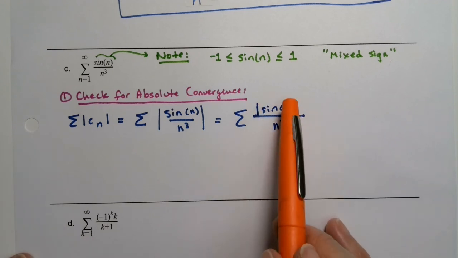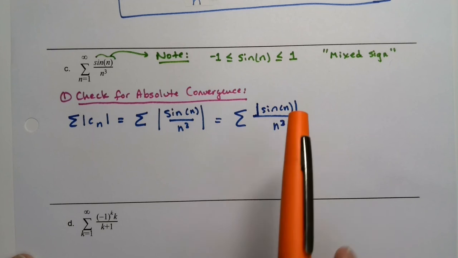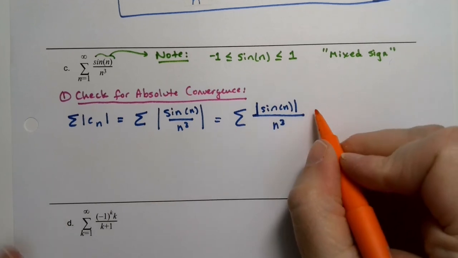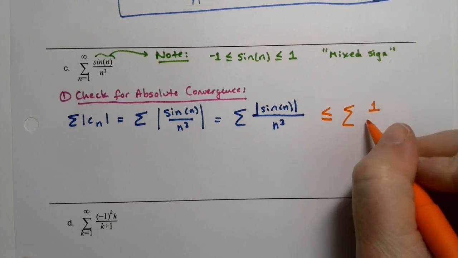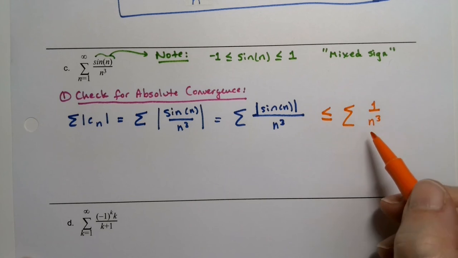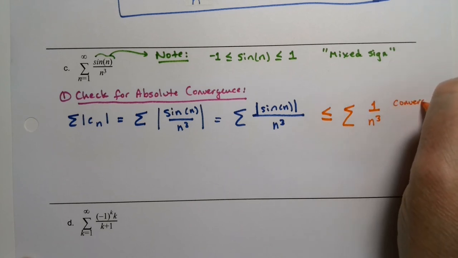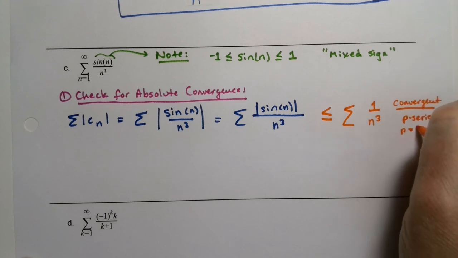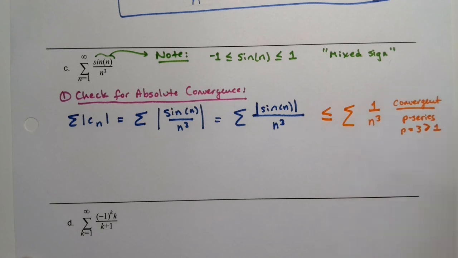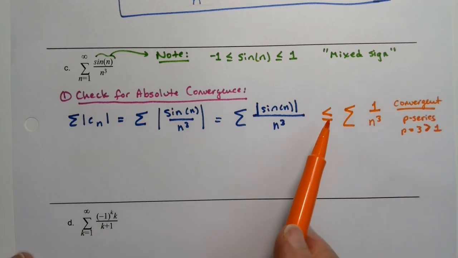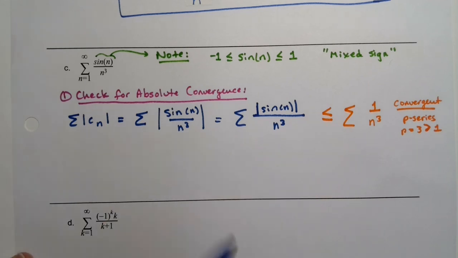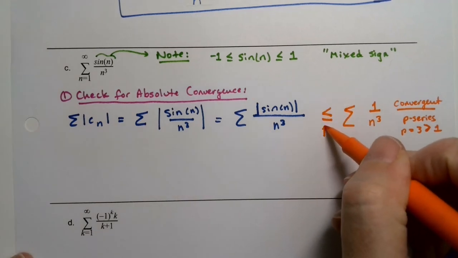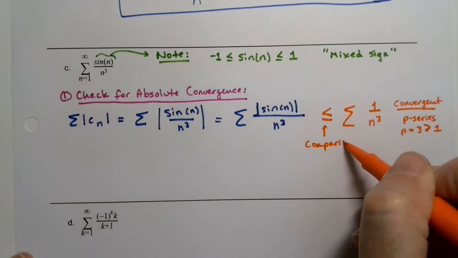Because if you notice, this is always less than or equal to 1, right? So that means that this numerator is always less than or equal to 1 over n cubed. But 1 over n cubed is a convergent p-series, right? Because p is 3, which is greater than 1. What am I doing? That's a comparison test. Remember comparison tests from a previous section? So we just proved that. That's a comparison test right here. Not a limit comparison, just a direct comparison.